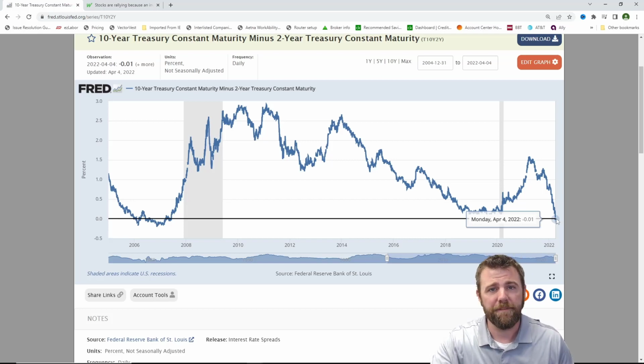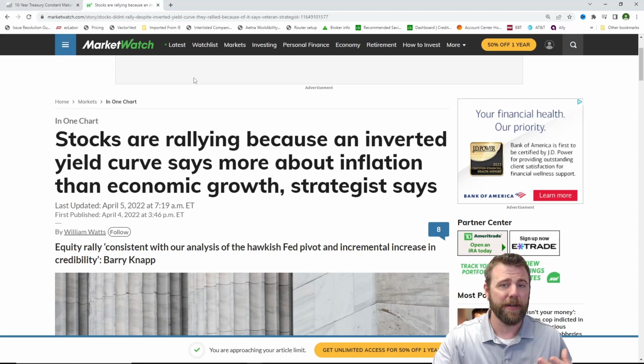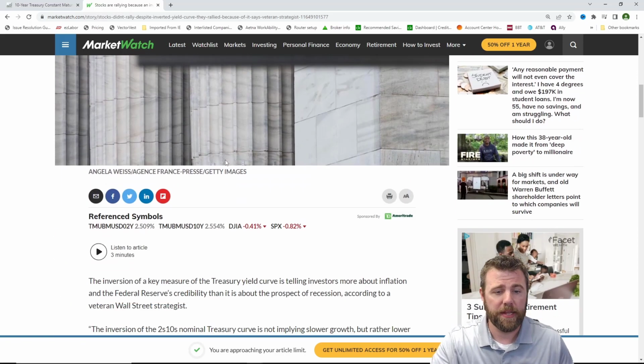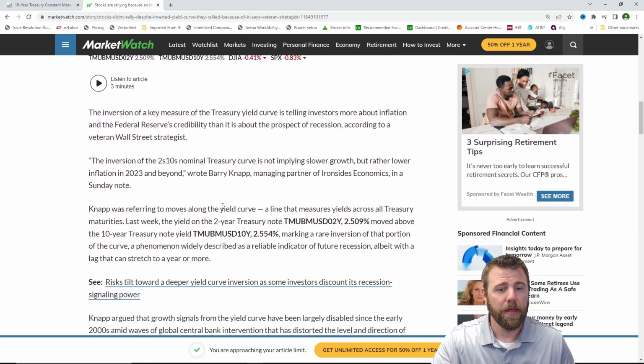Now, one article I found of interest that I wanted to bring to light here is one by a major strategist, Barry Knapp, a long-term Wall Street veteran. One of the things he talks about is that we're seeing the yield curve invert more because of inflation, actually seeing inflation lower longer term, rather than the economic growth worries that everybody's worried about. So we come down here and get into the article a little bit. As we talked about before, the inversions of the 2s and 10s, the 2-year and 10-year nominal treasury curve, is not implying slower growth, but rather lower inflation in 2023 and beyond.